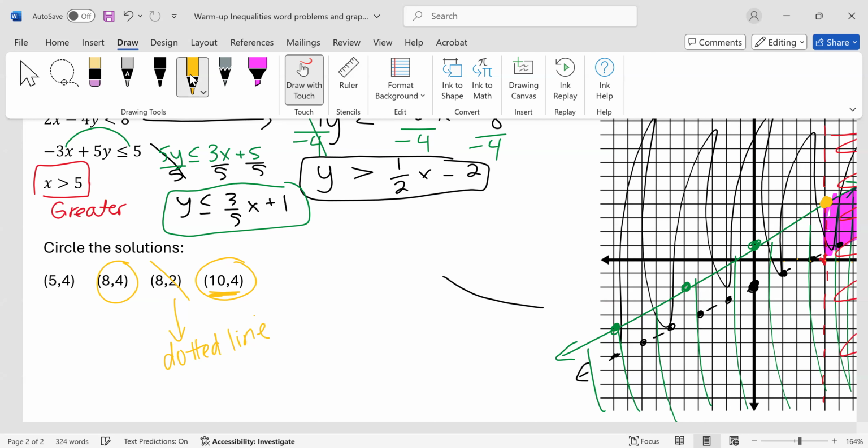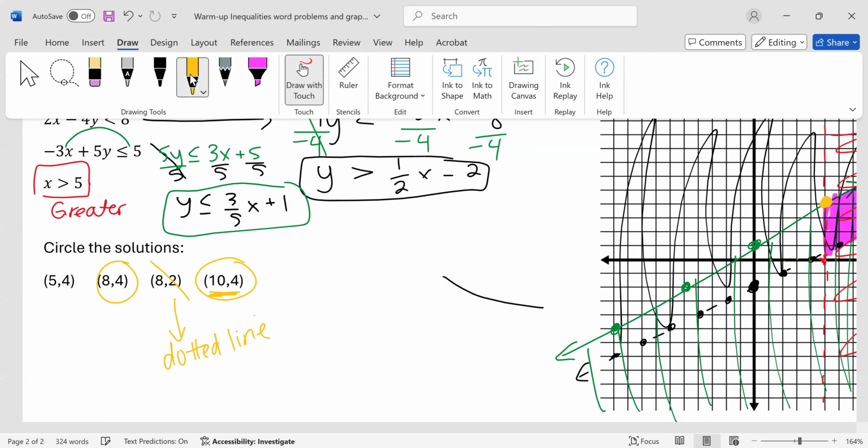You guys see this red one we just drew? Sorry, so this is not a solution. This is also on a dotted line. It's on the line x is greater than 5. It's on this dotted line. So that one is not a solution. So the only ones that are solutions, guys, are this one and this one. The other two are on dashed lines.